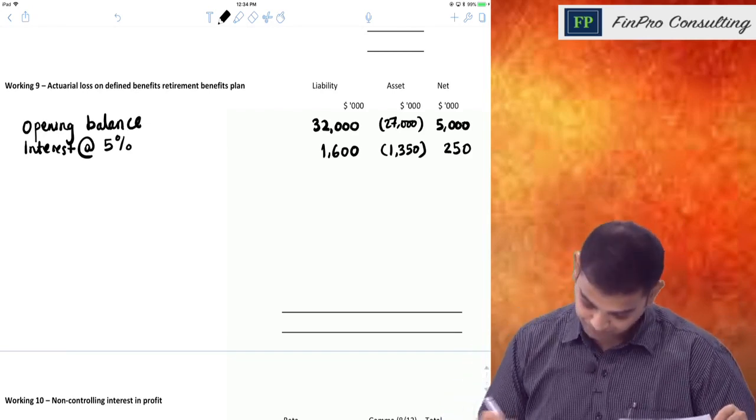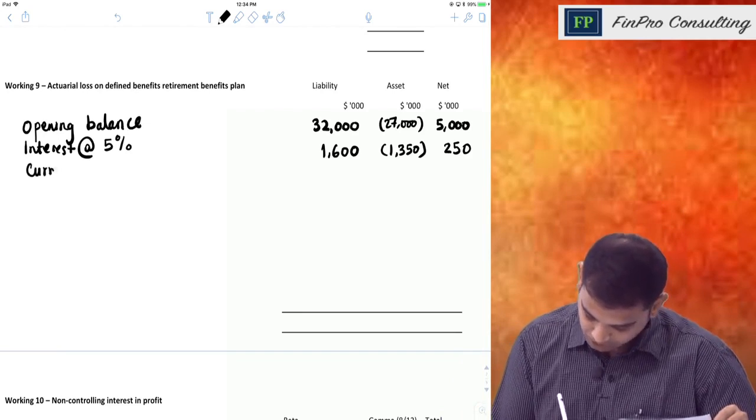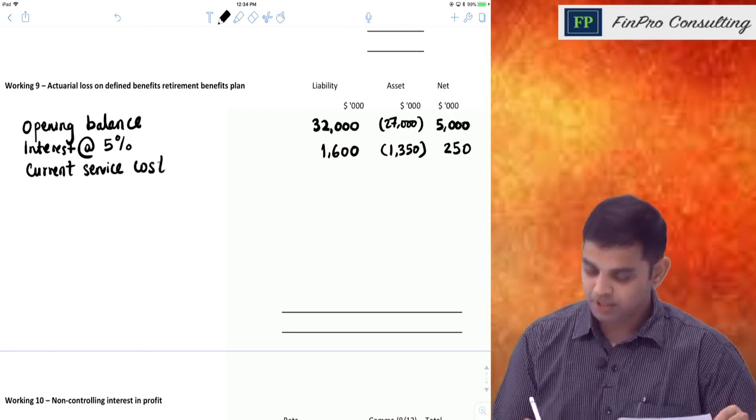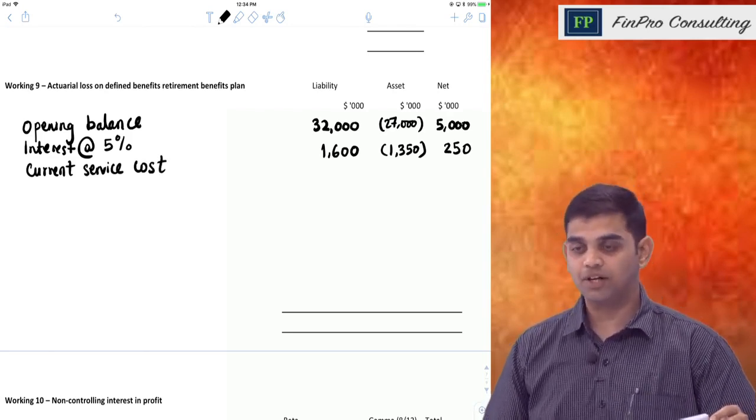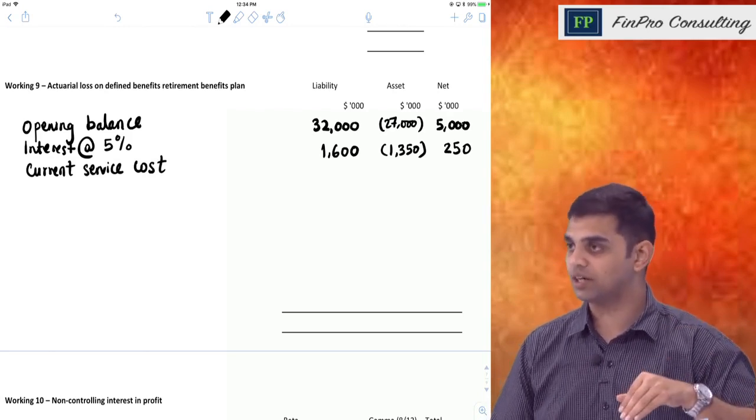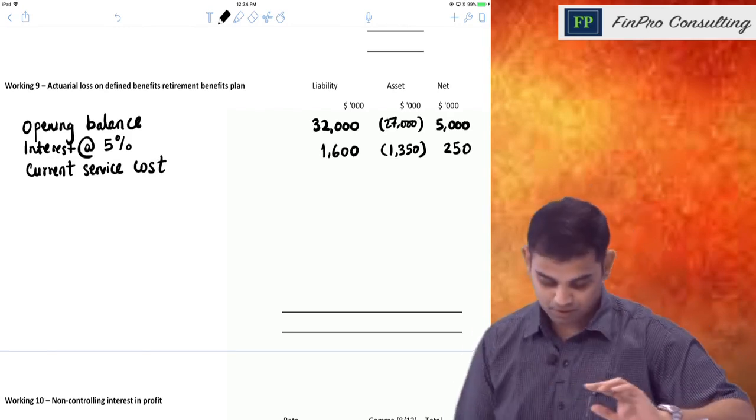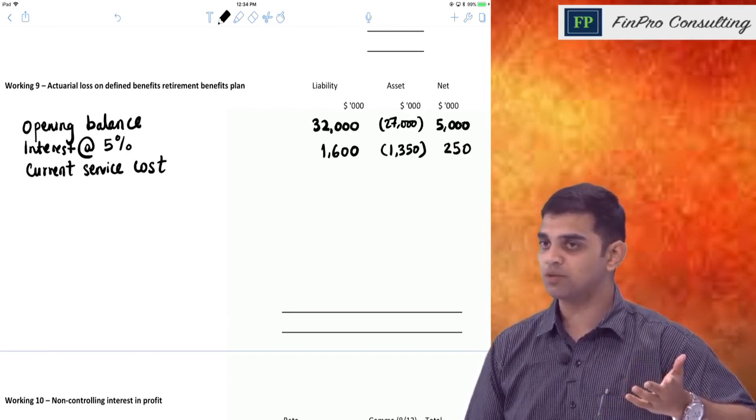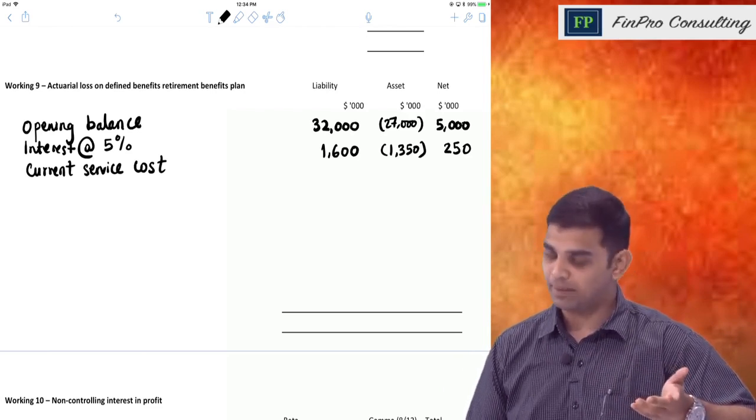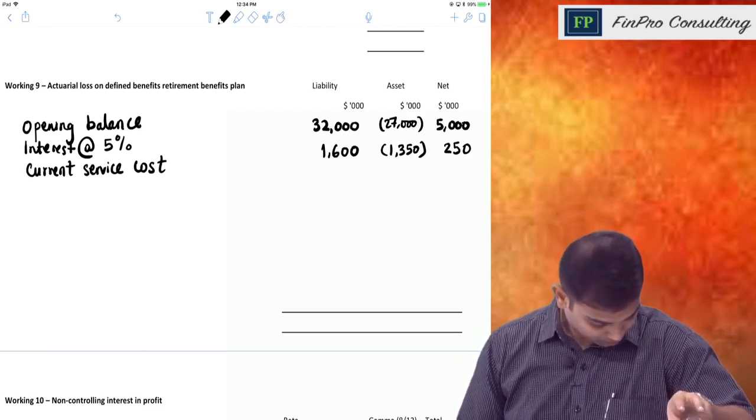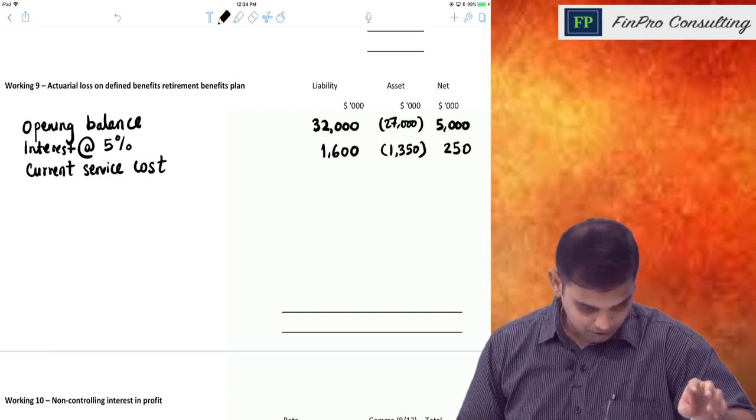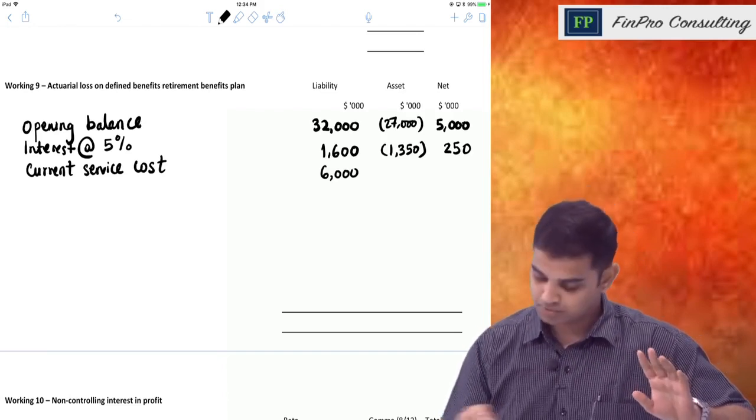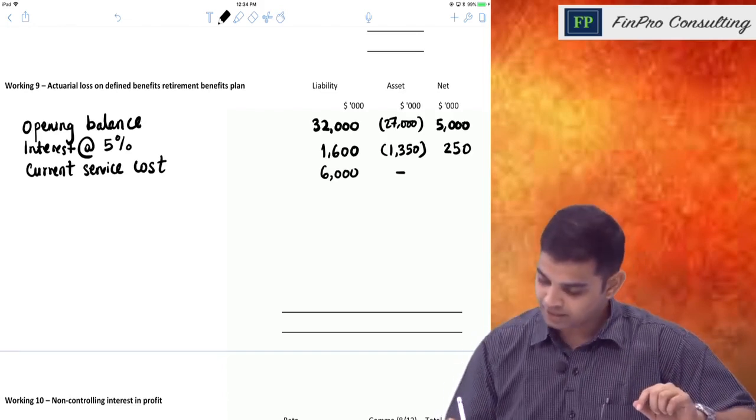Now next is current service cost. So write current service cost. What is current service cost? Increase in the present value of defined benefit obligation pertaining to the current year using an actuarial method. Now current service cost will add to my liability, reduce it from liability, increase to my asset or reduce from asset? Add to liability. So what is the amount? 6,000. Nothing to do with asset, so give dash, and net is 6,000.